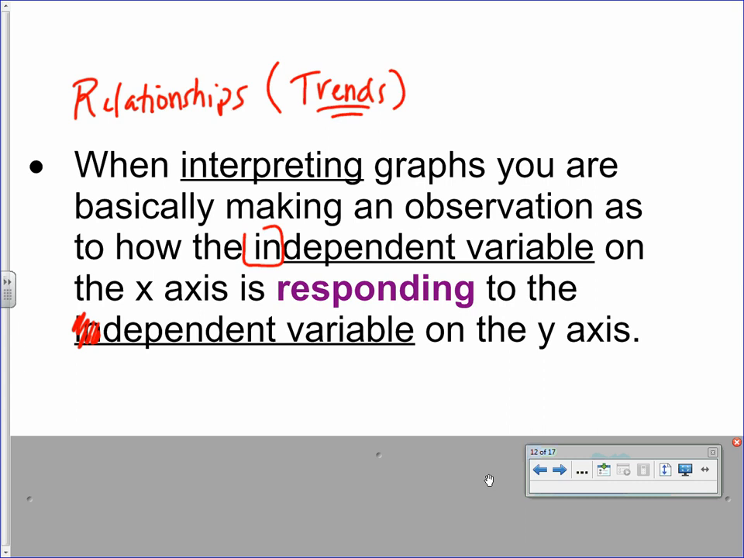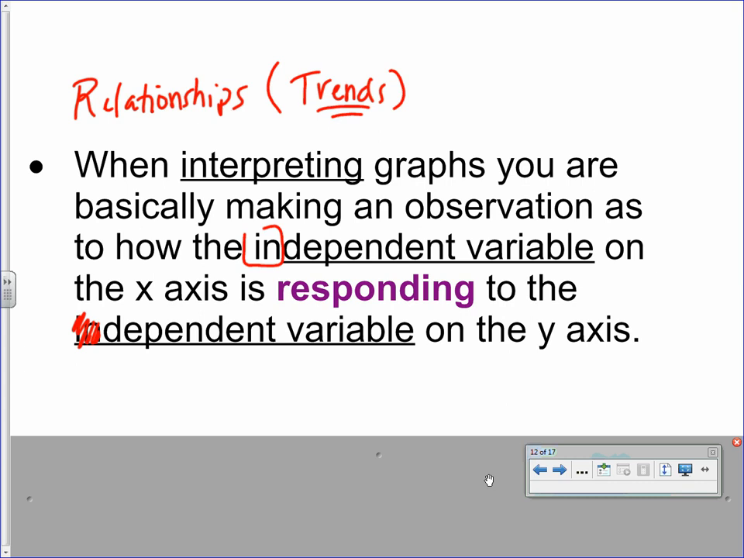Okay, when we have three graphs here, we have A, B, and C. Let's look at A. Look at A. Is there a relationship in A between the population and the time? Is there a relationship there? No, there's no relationship. How do you know there's no relationship? How do you know there's no relationship there?